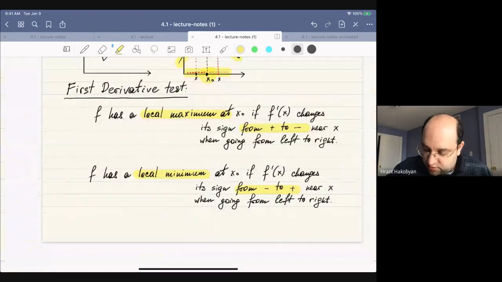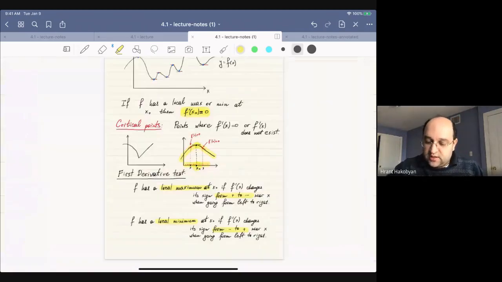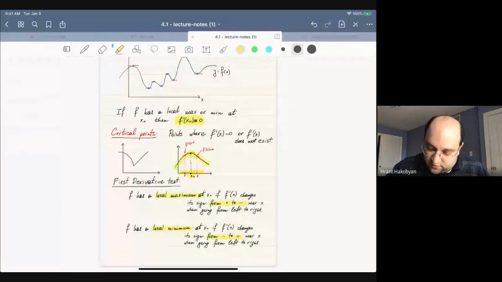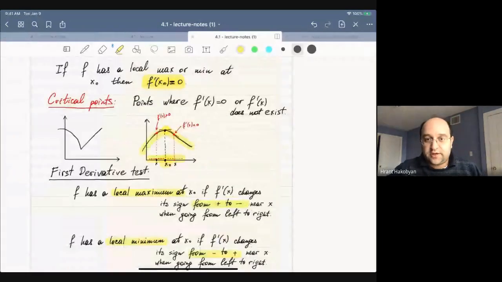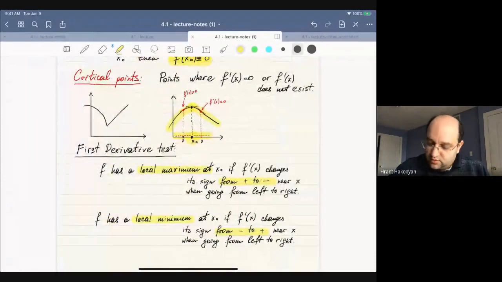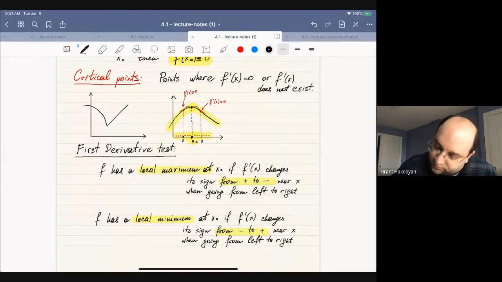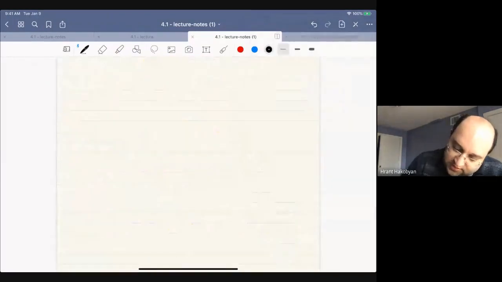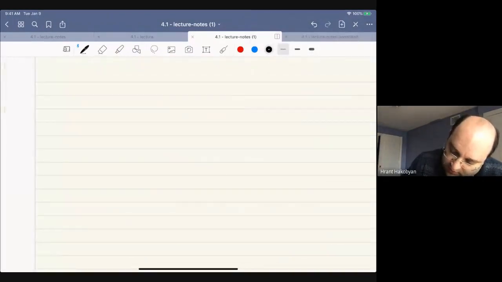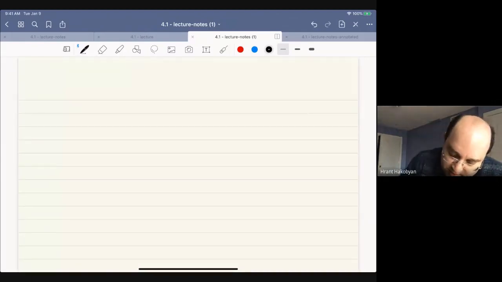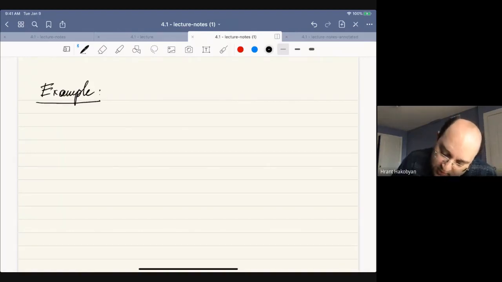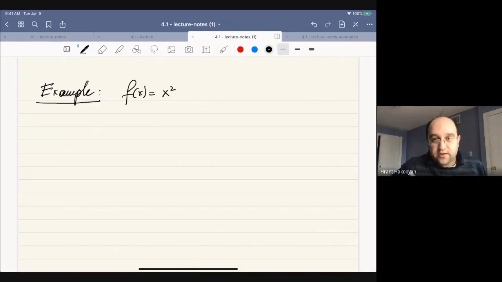We're going to do examples in a second, but are there any questions so far? No questions. Okay, let's do one example. Let's do this example: f(x) equals x squared.